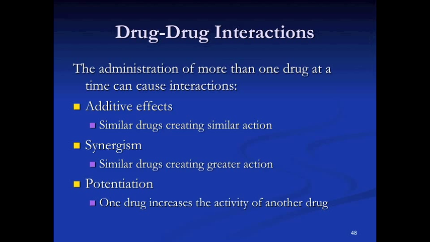Potentiation occurs when one drug with no activity of its own increases the activity of another drug that produces an effect. Augmentin is an antibiotic mentioned earlier that contains both amoxicillin and the actual antibiotic, and clavulanic acid, a substance that inhibits beta-lactamase, an enzyme that breaks down amoxicillin. The clavulanic acid potentiates the effect of the amoxicillin.